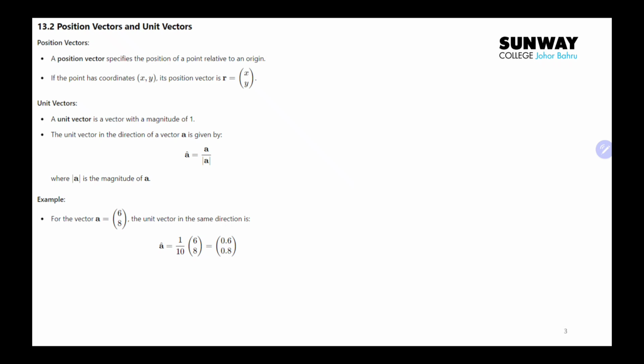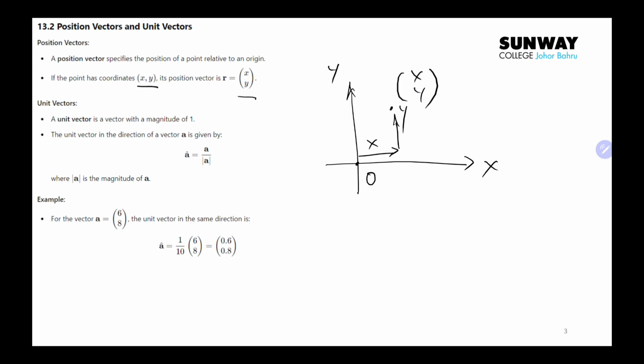The meaning of a position vector resembles the idea of positions in the Cartesian coordinate system. If a point has coordinates (x, y), its position vector is (x, y). What does it mean? It means that relative to the origin, you have to move x units in the x direction and y units in the y direction. You will be reaching this particular position (x, y).